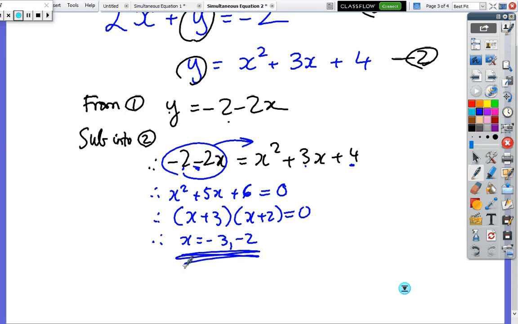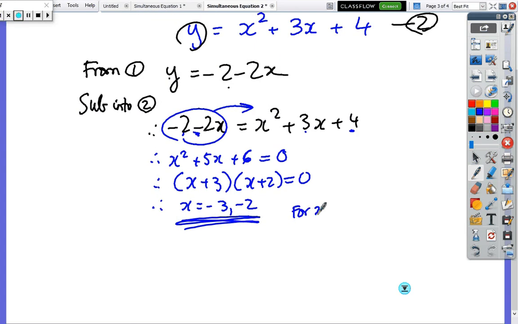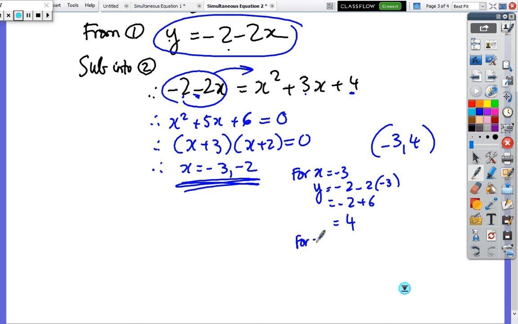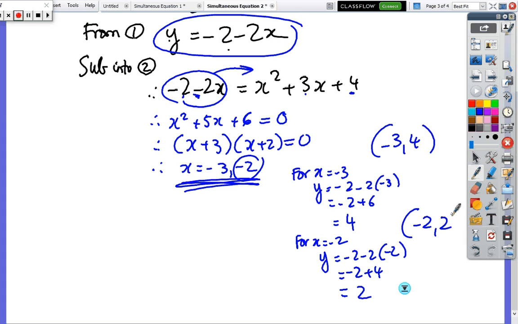Now they're the x values, and we've got to find the y values. So for x equals minus 3, y equals minus 2 minus 2 times minus 3 equals minus 2 plus 6 equals 4. So the first coordinate is minus 3, 4. And for x equals minus 2, the second number, y equals minus 2 minus 2 times minus 2, which is minus 2 plus 4 equals 2. And so the second coordinate is minus 2, 2.